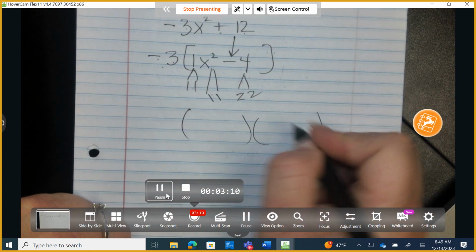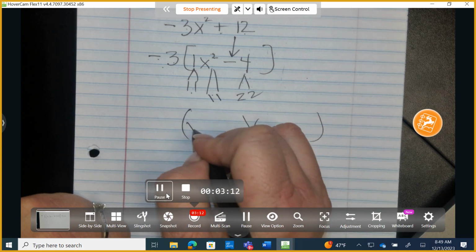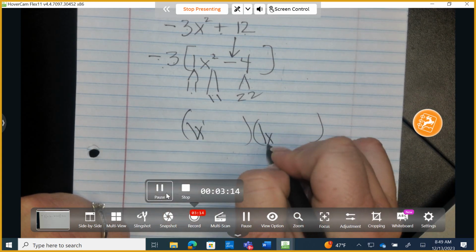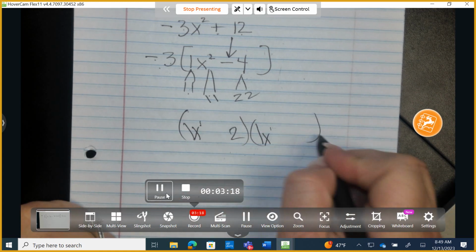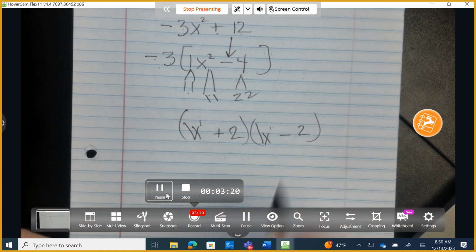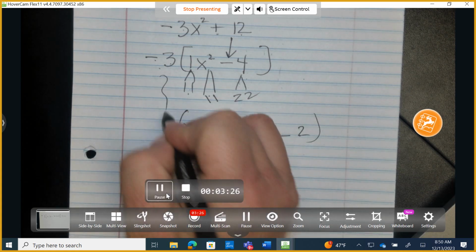So for these first two parentheses, the 1x to the first, 1x to the first goes in the front. You don't need to put to the first here if you don't want to. 2 is going back, 1 is positive, and 1 is negative. And this is where most students stop and they make a mistake. What did I forget to bring down? The negative.